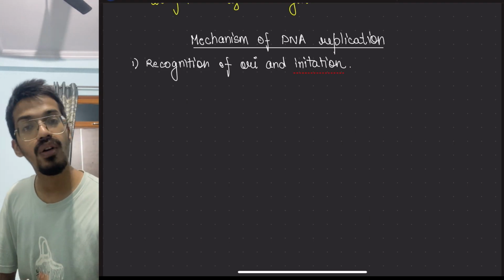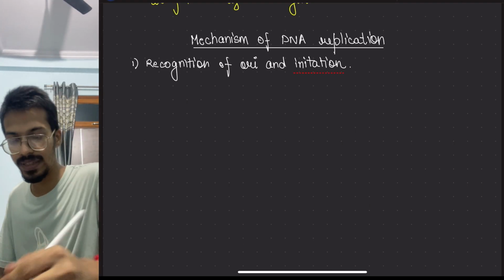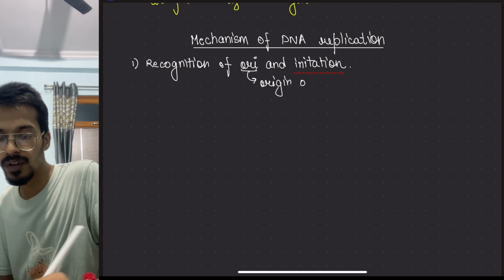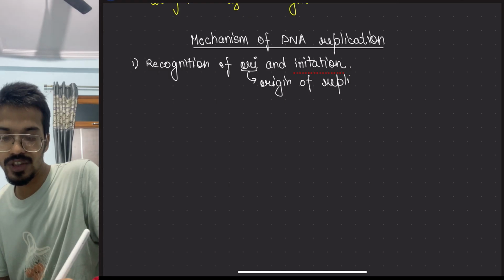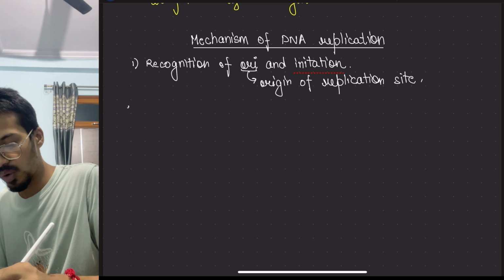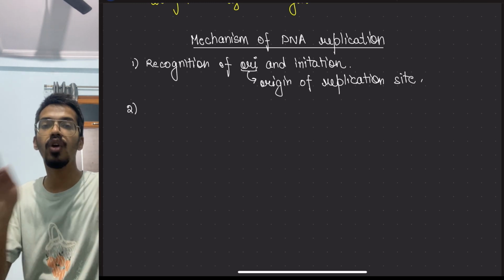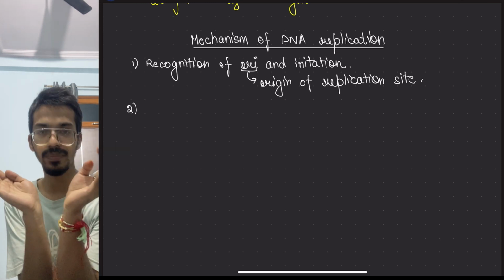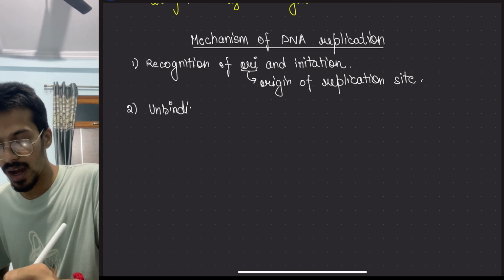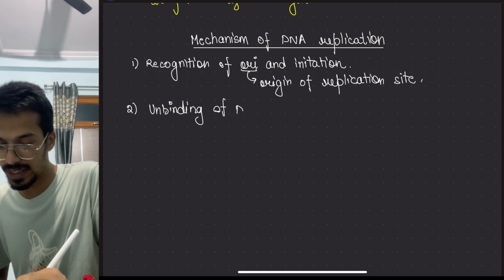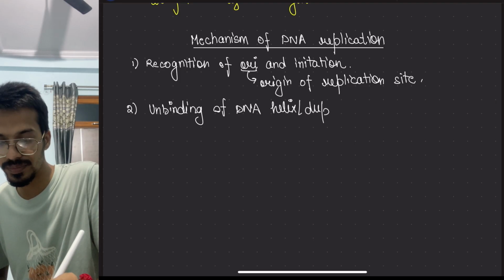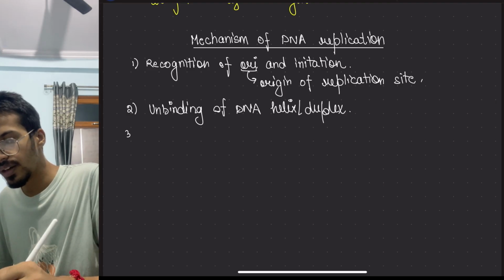So recognition of the ORI is what? Origin of replication site. Okay, you recognized it. The next thing would be what? This is the wound form, we have to open it up to start the process. So unwinding of helix, unwinding of DNA helix, or it is called the DNA duplex. Okay, you have opened it.